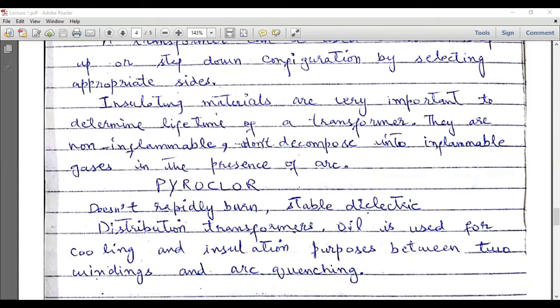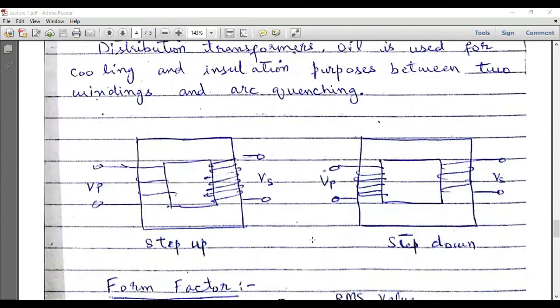And in distribution transformers, oil is used for cooling and insulation purposes between two windings, and it is also used for arc quenching.